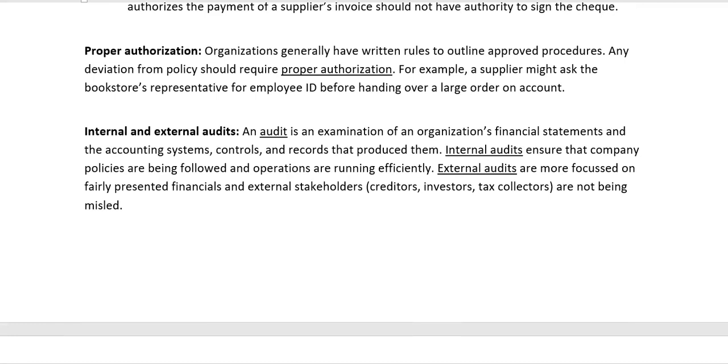Proper authorization. Organizations generally have written rules to outline approved procedures. Any deviation from policy should require proper authorization. For example, a supplier might ask the bookstore's representative for employee ID before handing over a large order on account.